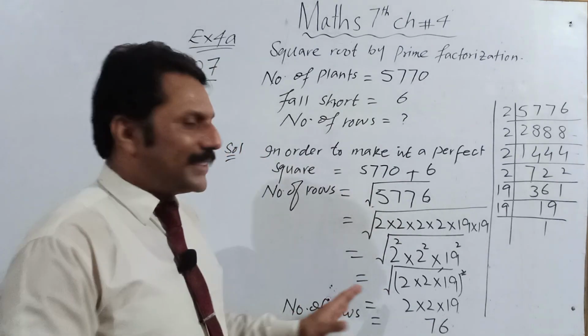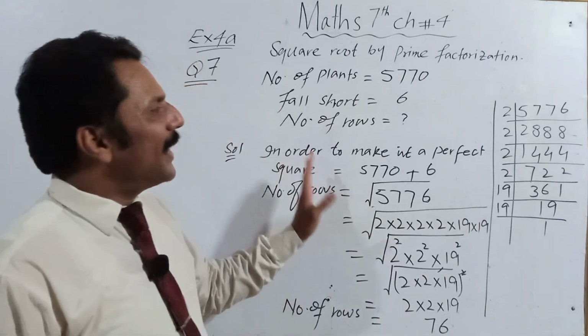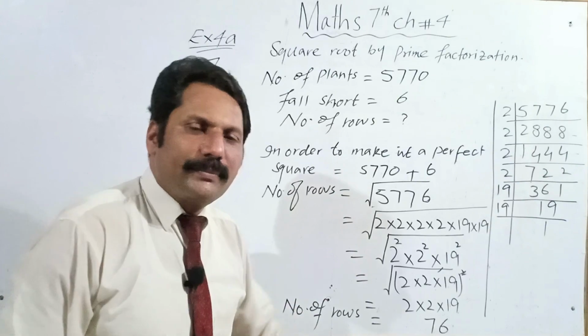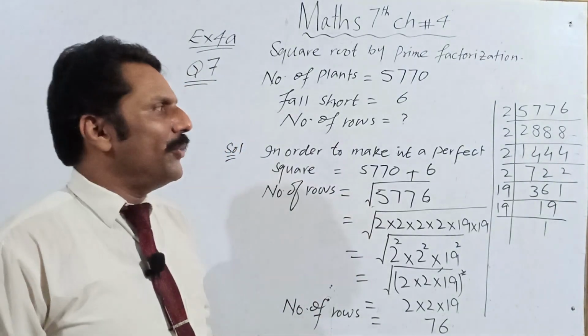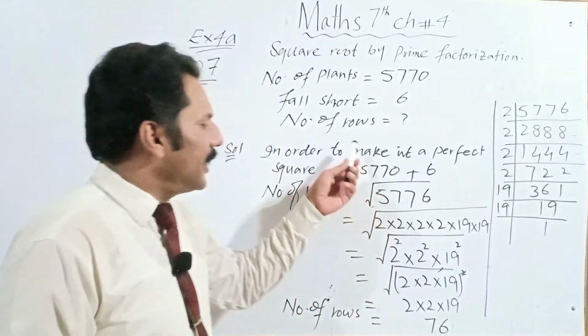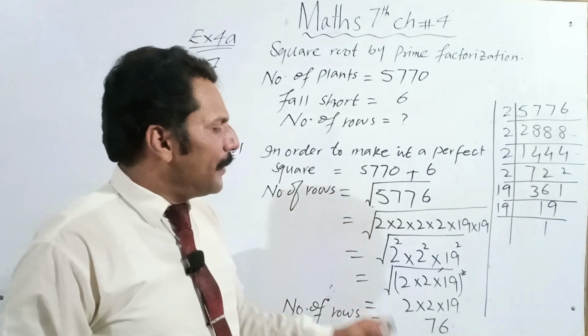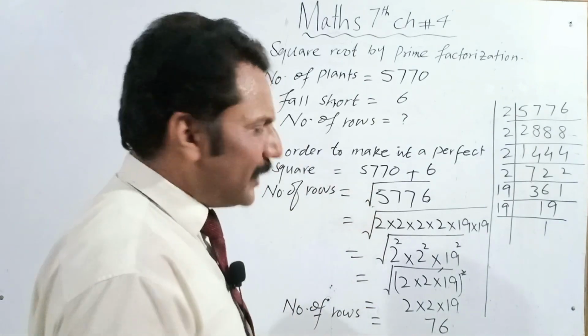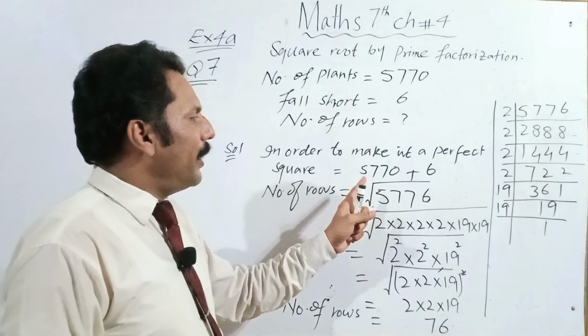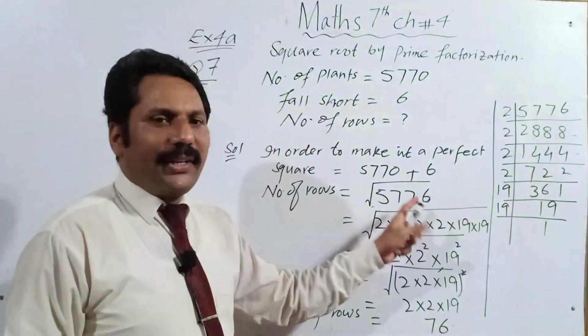So now if he makes 76 rows, then the number of plants in each row will be 76. Okay, I hope that you have understood by the example, and the answer is also very easy to check, because if we multiply 76 with 76, the answer should be or must be 5776.